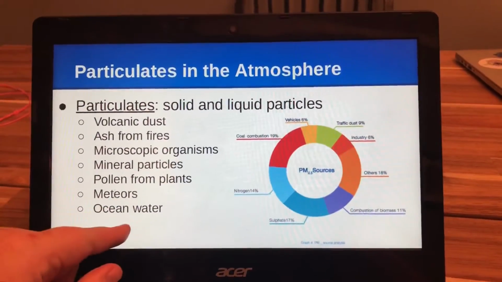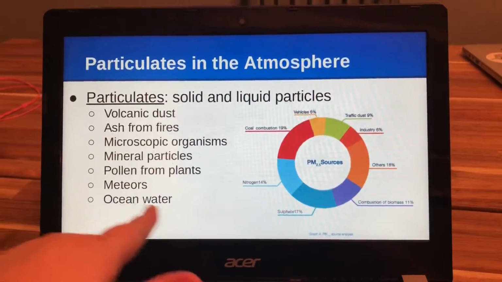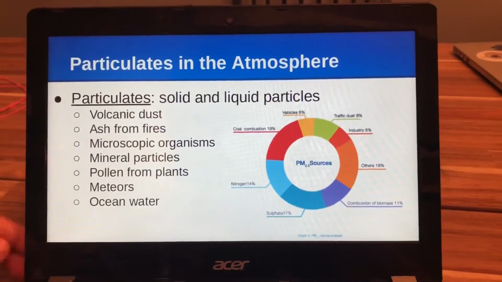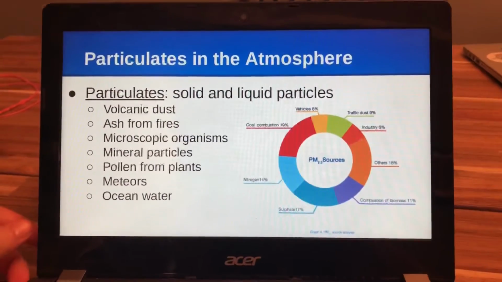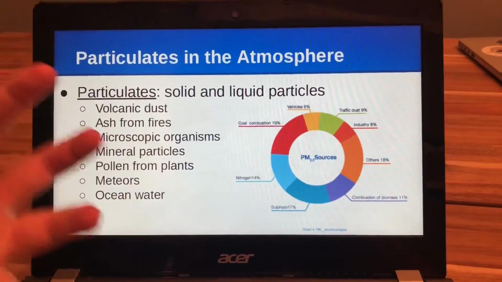Space dust. And if we were to live near the ocean, which we don't, but people that live along the coast, there's little ocean water particulates in the atmosphere as well. That's why when you get close to the beach, you can smell it.